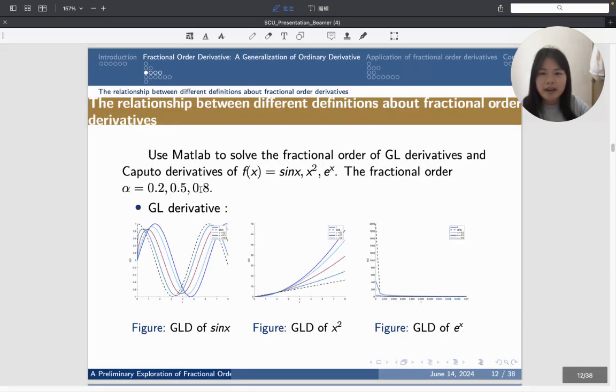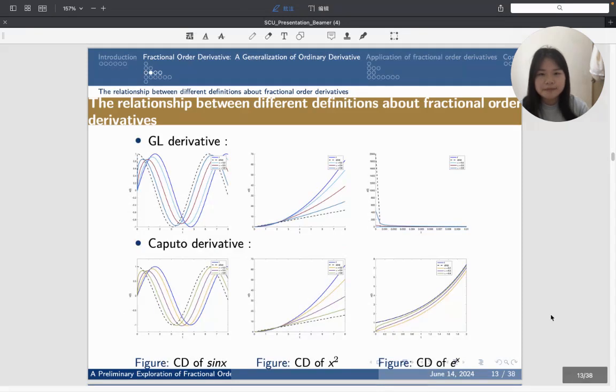Then I use MATLAB to compute the fractional order GL derivatives and Caputo derivatives of some simple functions like sine x, x squared, and exponential x. I choose the fractional order alpha equal to 0.5, 0.2, and 0.8. Here I present the numerical results. The first line is the GL derivative, and the second line is the Caputo derivative.